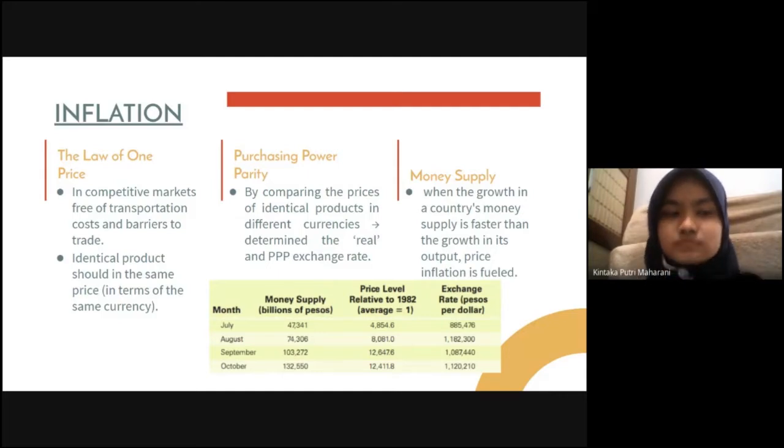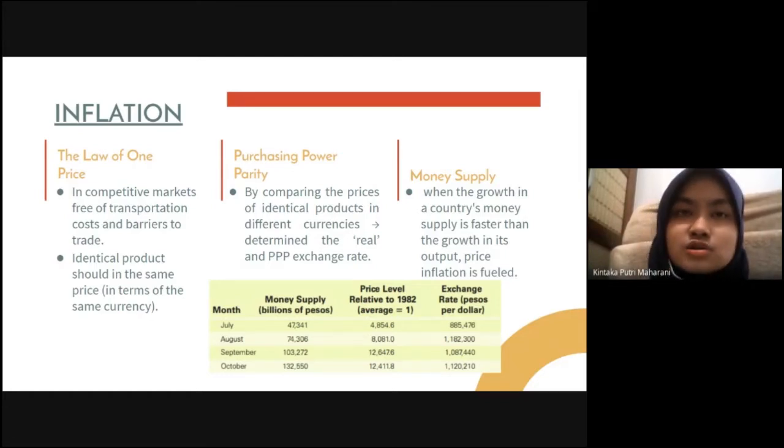For example, say that $1 is equal to 10,000 rupiah. And say 1 kilogram of coffee is equal to 50,000 rupiah, so in the US it should be sold at $5. But say that in the US, 1 kilogram of coffee is sold at $4. The impact is that traders will buy coffee in the US and then sell it in Indonesia because it's cheaper in the US. So the trader will gain 10,000 rupiah or $1 for each kilogram. This is an example of arbitrage.